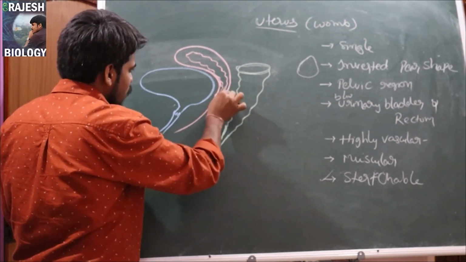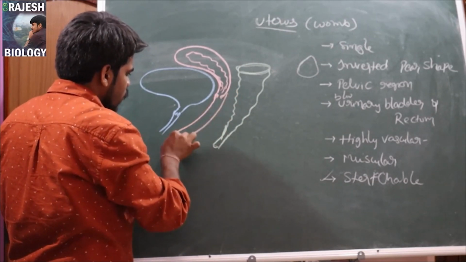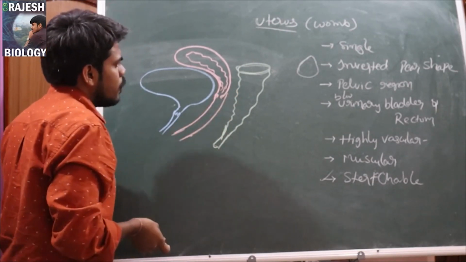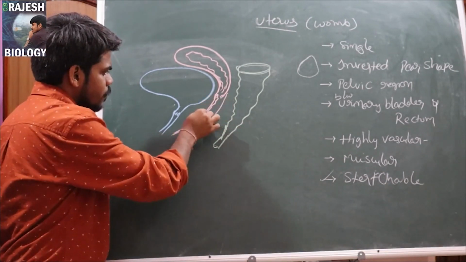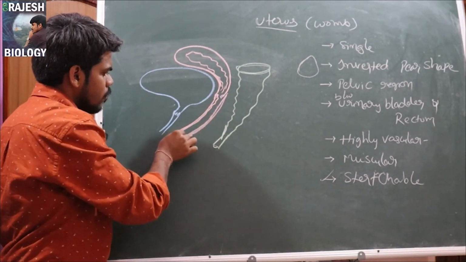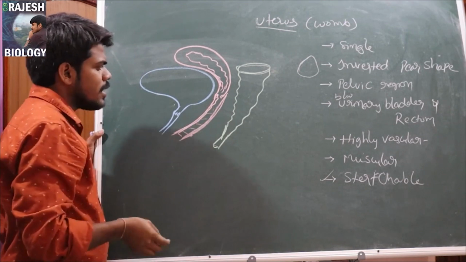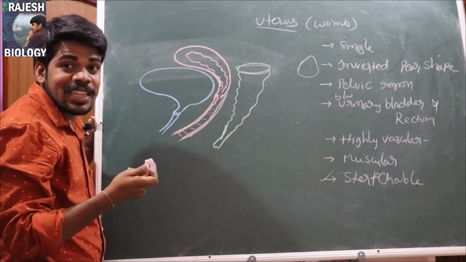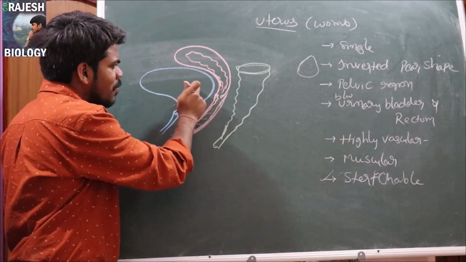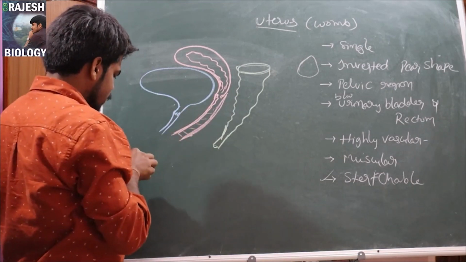From there is a long tube, that is the vagina. So this is the position of the uterus. Red color is the uterus. The uterus is present between the urinary bladder and the rectum.